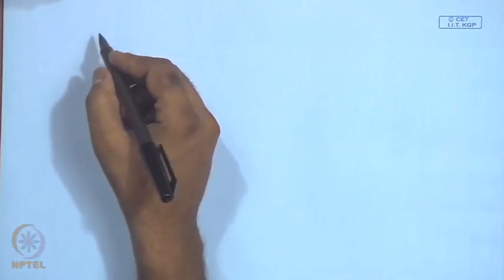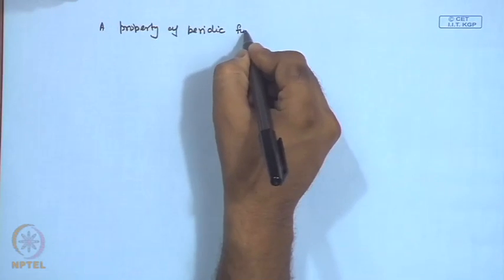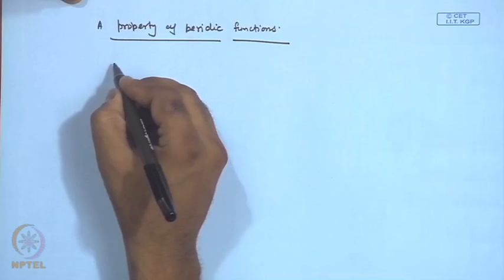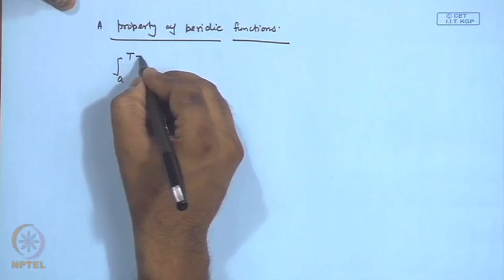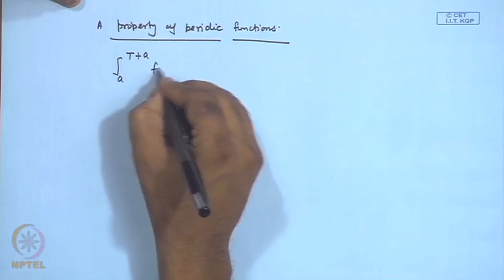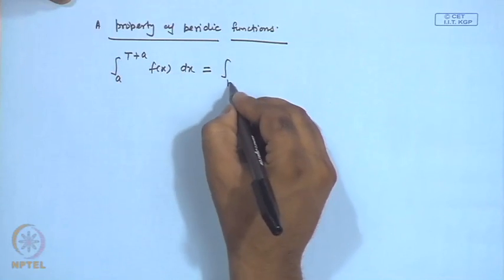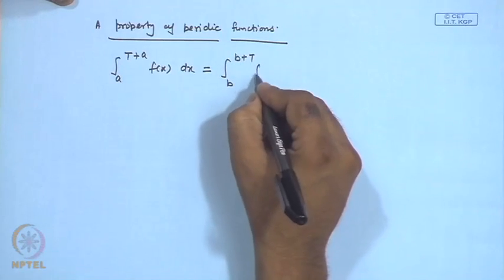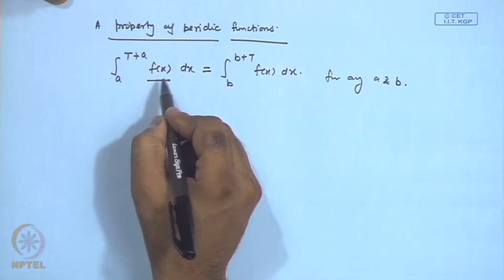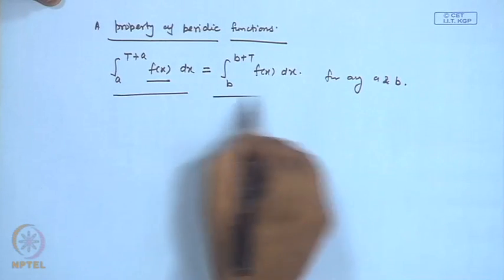Let me introduce an interesting property of periodic functions, which we shall be using in this lecture. If we have a periodic function of period capital T and the function is integrable, then the integral from a to a plus T of f(t) dt is equal to the integral from b to b plus T of f(x) dx, for any a and b. So if a function is integrable on any interval of length T, then it is integrable on any other interval of the same length, and the value of the integral is the same.